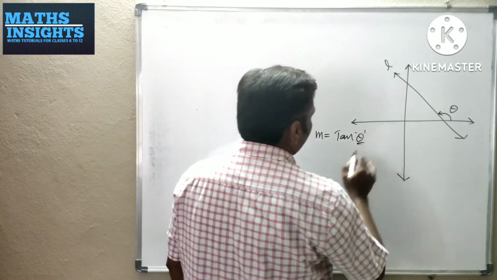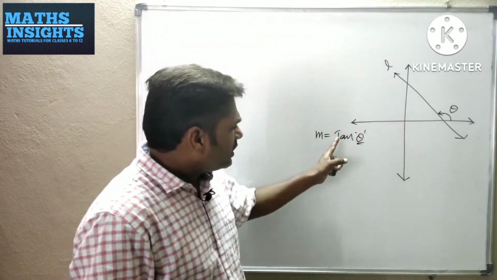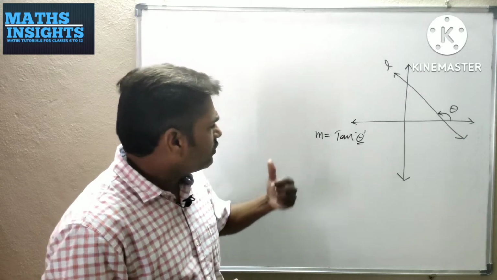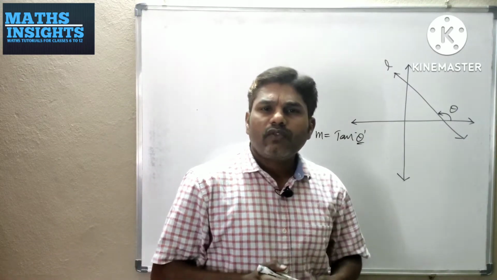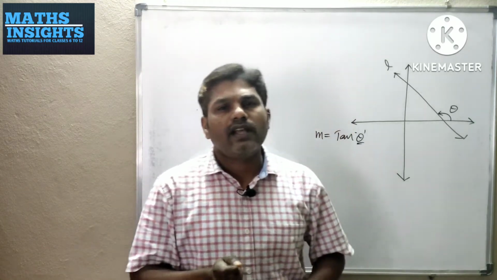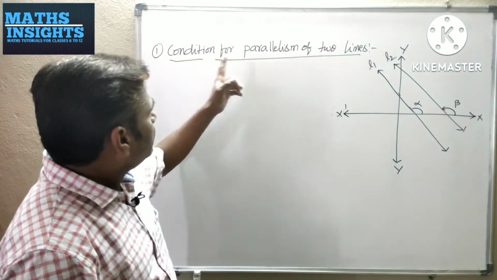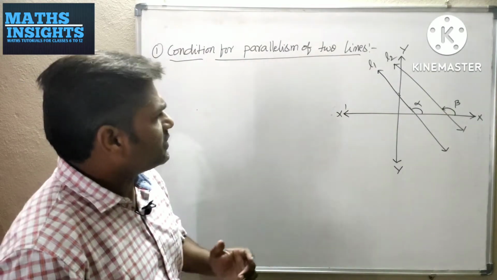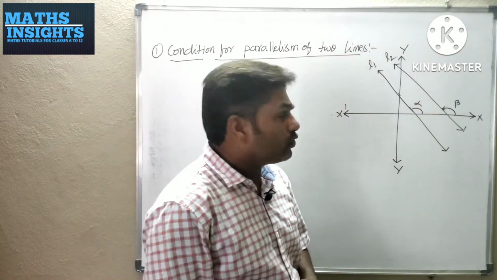If the theta is measured by using the trigonometric ratio tan, we will get the slope of that line. Now here, what is the condition? If you have to say two lines are parallel and two lines are perpendicular, what is the condition for parallelism of two lines? I am taking two lines called L1 and L2.